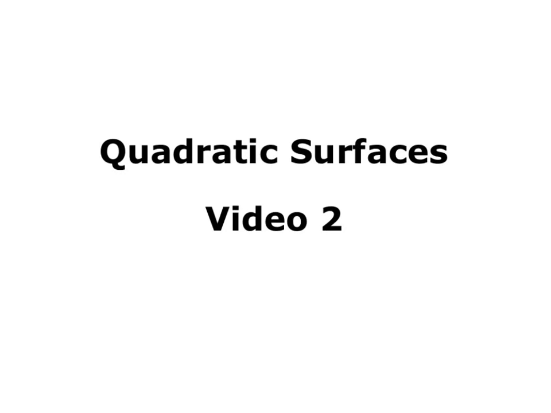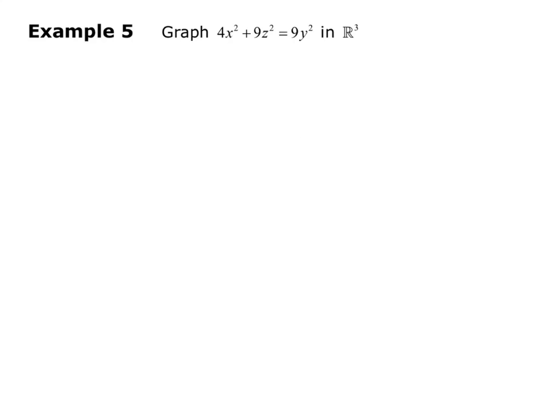This is video 2 of quadratic surfaces. In the last video we talked about what a quadratic surface is and how we use cross sections to graph. We're going to do one more example in this video, and that is to graph the equation 4x squared plus 9z squared equals 9y squared in R3.